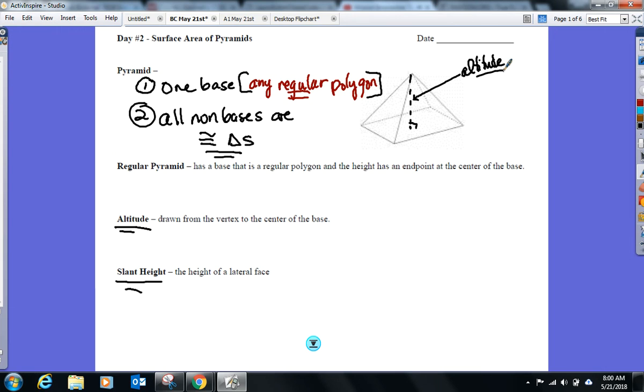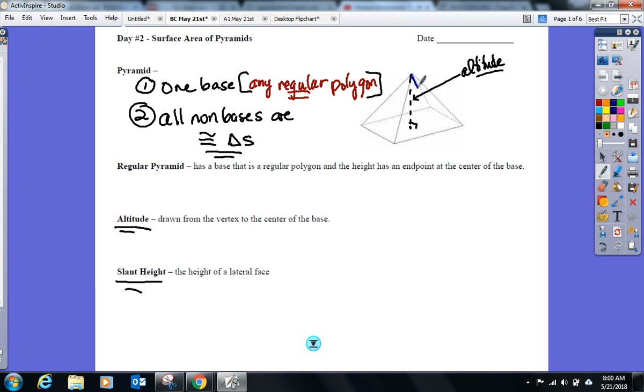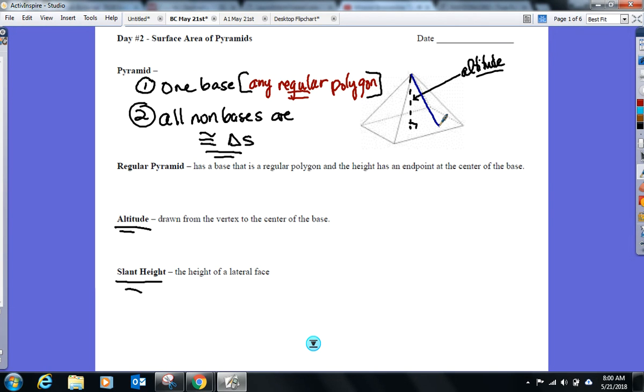Then we have another one called slant height. Slant height is the height on one of the triangular faces. That's the height you want when you calculate the lateral area, because you're going to go 1/2 base times height, and when we say height, we mean slant height. Not the Mission Impossible height, which is located inside the pyramid.